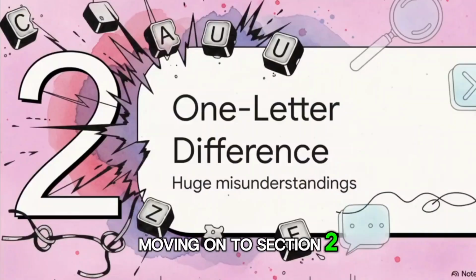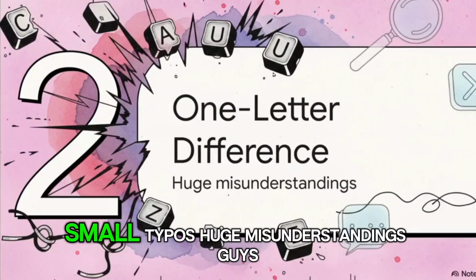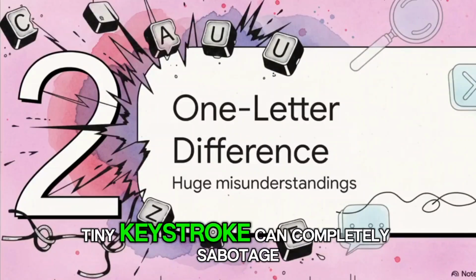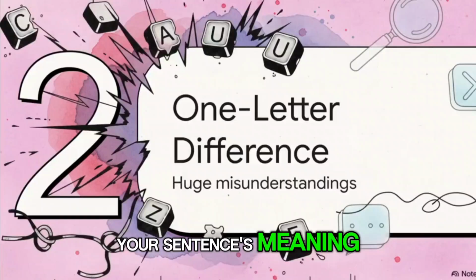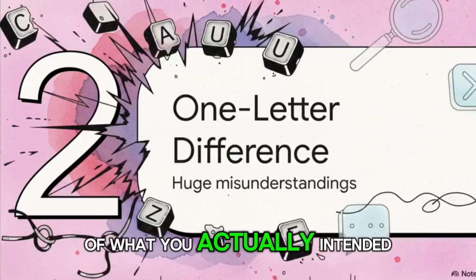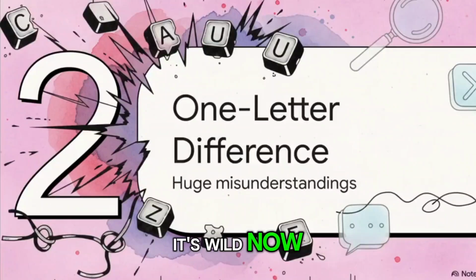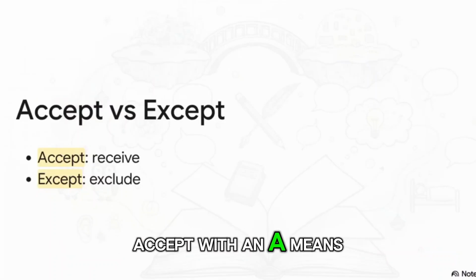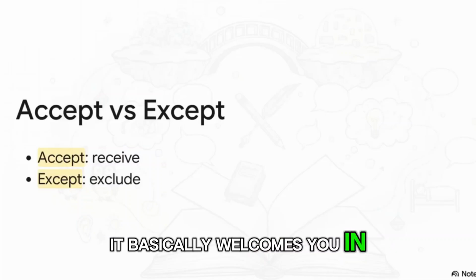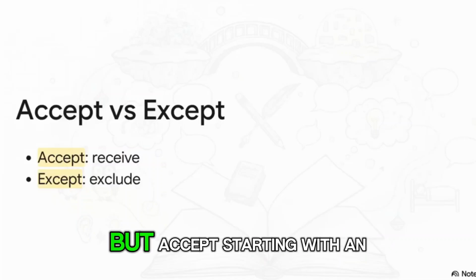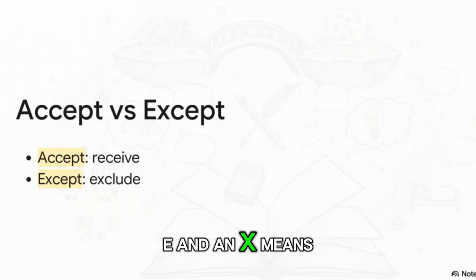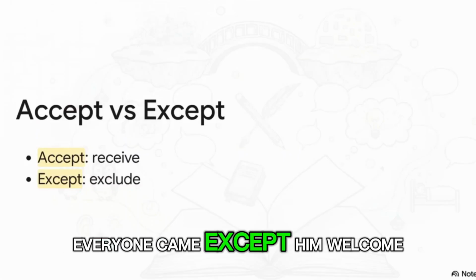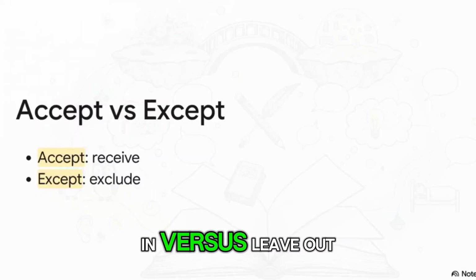Moving on to Section 2, the one-letter difference. Small typos, huge misunderstandings. Guys, a single, tiny keystroke can completely sabotage your sentence's meaning, literally saying the exact opposite of what you actually intended. It's wild. Now, what's really interesting about these is how visually similar they are. Accept with an A means to receive. It basically welcomes you in. I accept your offer. But except, starting with an E and an X, means to exclude. It leaves you out entirely. Everyone came except him. Welcome in versus leave out.